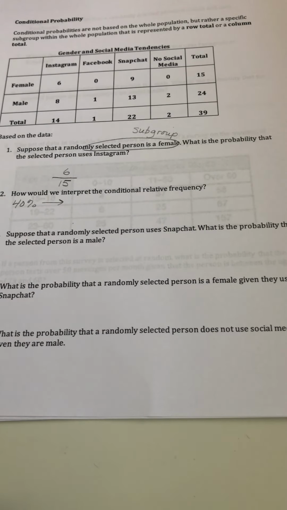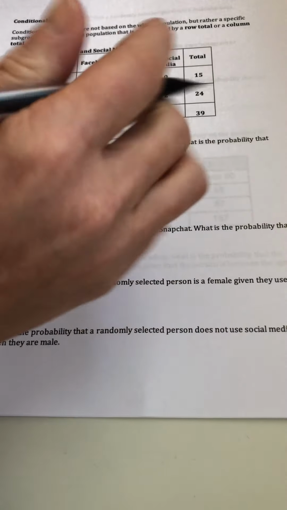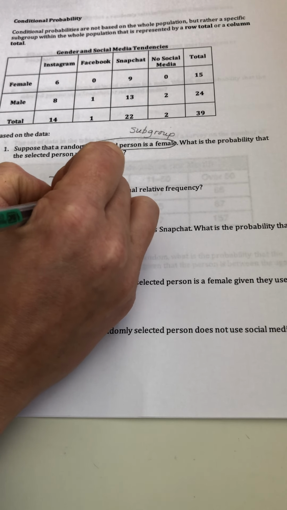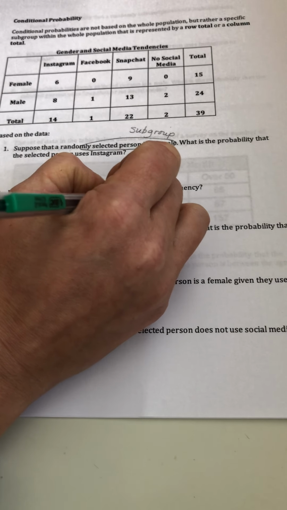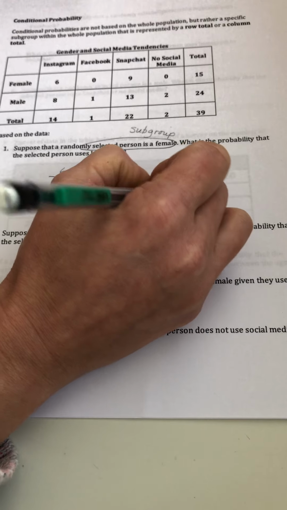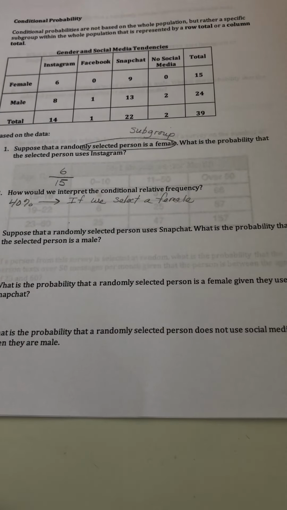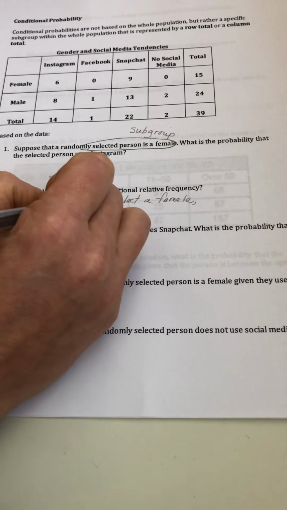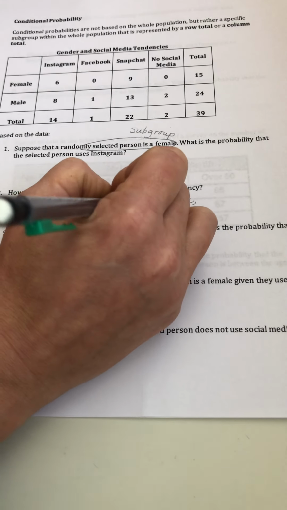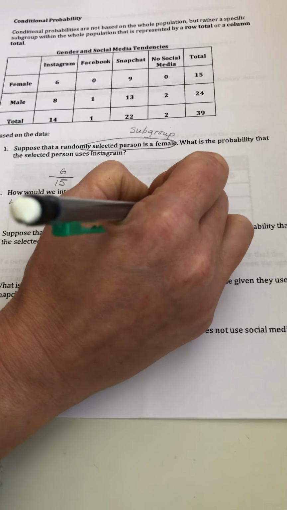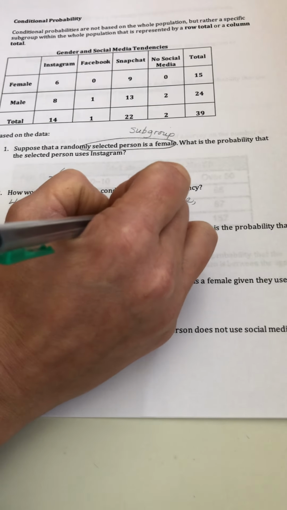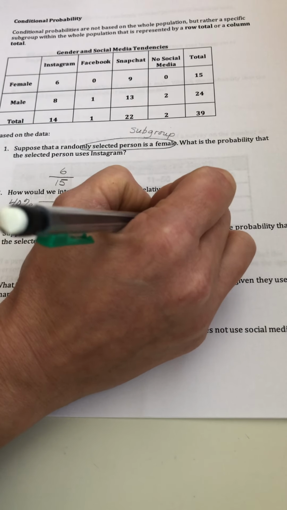Wording doesn't have to be exactly like mine, but you do have to be careful. So what does this 40% chance really mean in terms of words? What it really means is, if we select a female, there is a 40% chance that female uses Instagram.